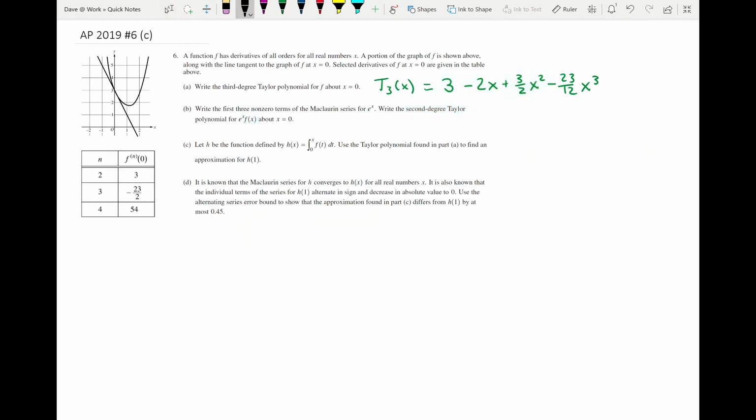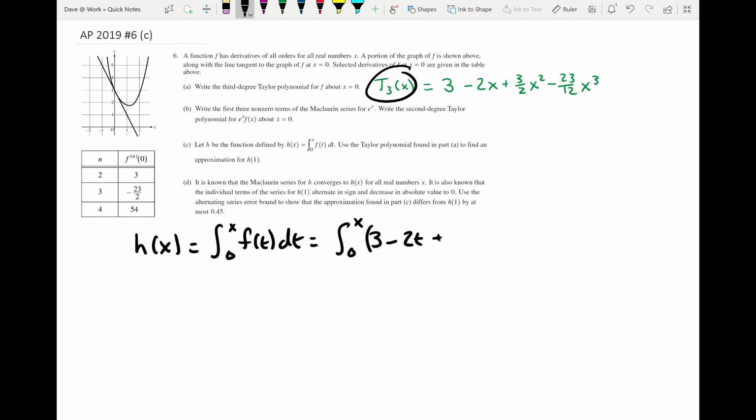Part C. Let h be the function defined by h of x equaling the integral from 0 to x of f of t dt. Use the Taylor polynomial found in Part A to find an approximation for h of 1. So, if h of x does equal the integral from 0 to x of f of t dt, and we're going to use this up here, then we should probably write 0 to x. We'll need to use a placeholder variable, so we'll rewrite this as 3 minus 2t plus 3 halves t squared minus 23 twelfths t to the third dt.